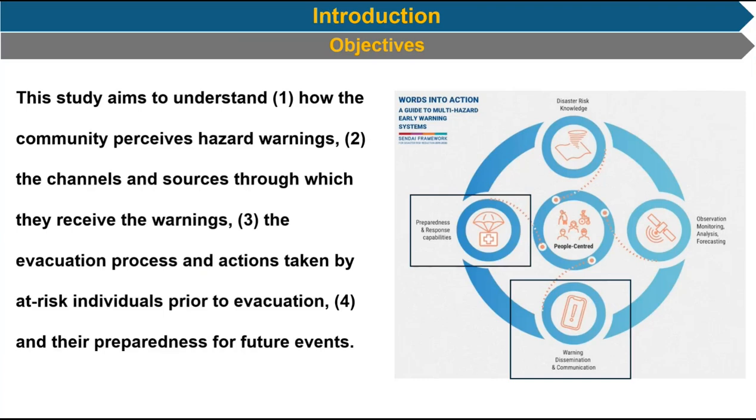So this study aims to understand how communities perceive hazard warning, the channel and source through which they receive warning, the evacuation process and action taken by at-risk individuals prior to evacuation, and their preparedness for future events. Specifically, we are very much focused on the social component, that is preparedness and response capability, and the early warning dissemination and communication part of this early warning system cycle.